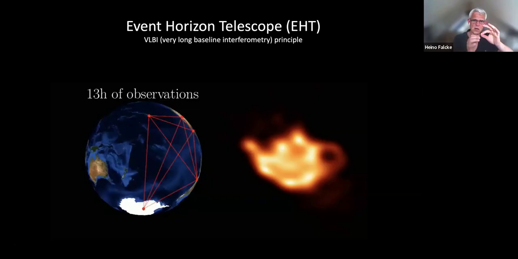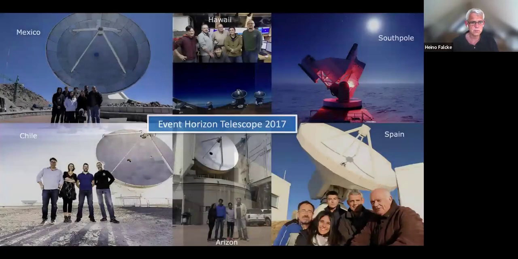And what you want is to measure all separations and all orientations as much as possible. And that's why the rotation of the Earth is important, because it actually changes the perspective and it changes the relative orientation and the projected length of that baseline. So that's the basic principle.